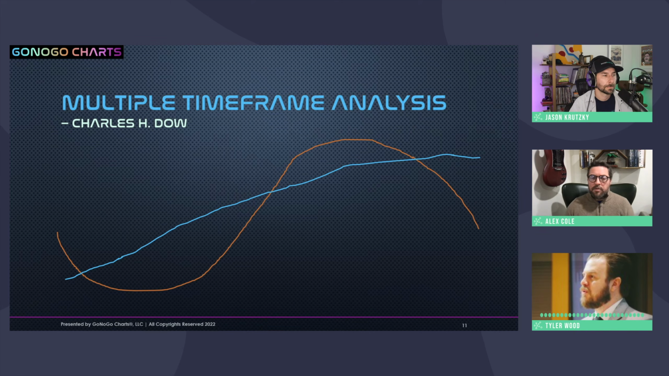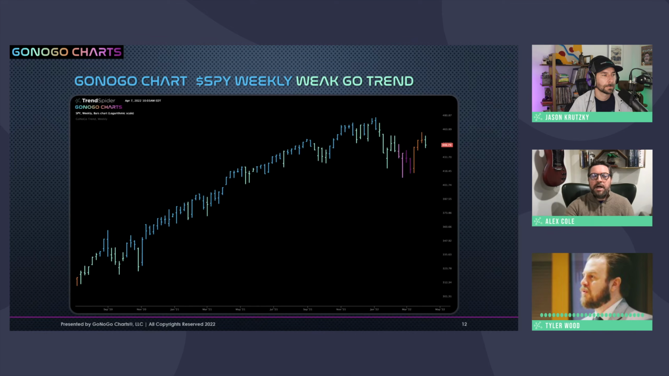And on the weekly chart, which is where a lot of clients will start, we've gone back into a go trend. Now we can see that it's a weak go trend, and this week hasn't been that strong. But when you combine all of the inputs to the Go No Go trend, we've come out of this correction, and the weak go trend is back in force.